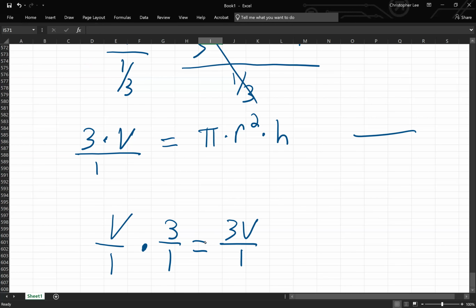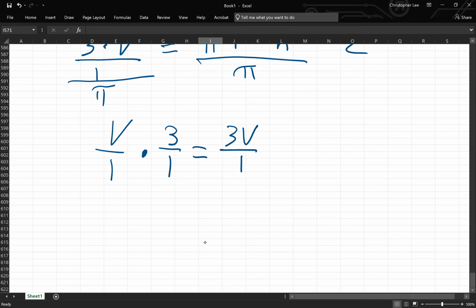But back to the situation we have here. What should I do next? Divide by pi, right? And what should I do after that? How would you divide by R squared? Or do you do that at all? You can do that. That would be my next thing.